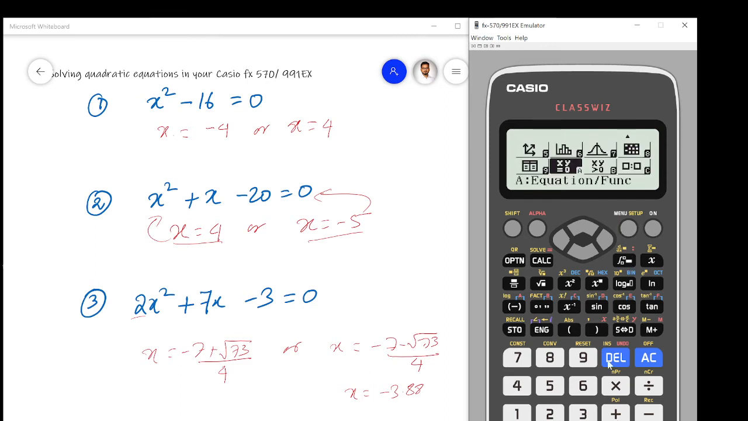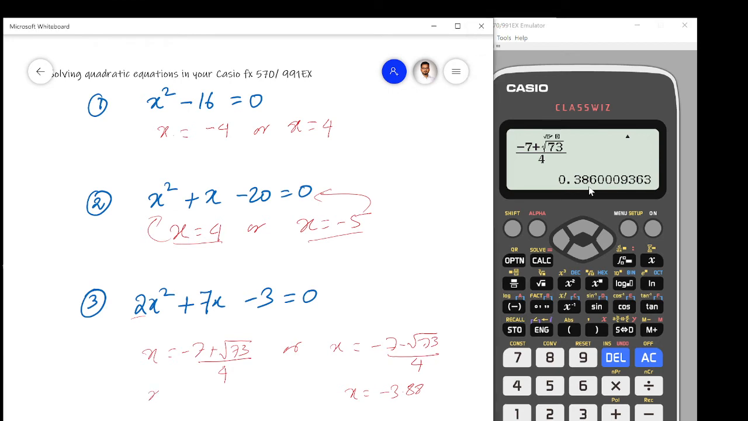All we need to do is press menu, go up, press 1 for calculate, and here I will plug in my value. First I need to enter a fraction, so I will put the fraction negative 7 plus square root of 73 divided by 4. I will press enter. This is what you are getting. All you need to do is press the shift button and press this equal to button. You will get the decimal equivalent, so x is equal to 0.386. I'm just using 3 decimal places.